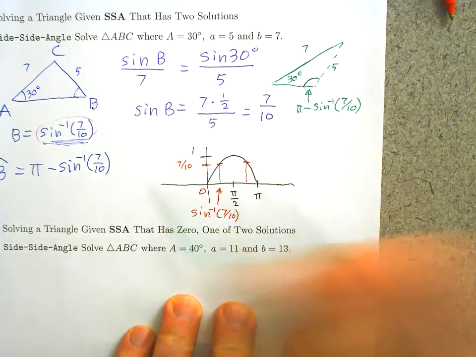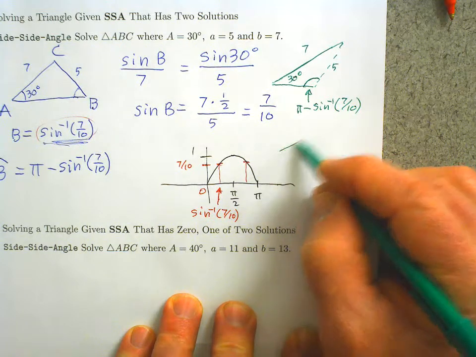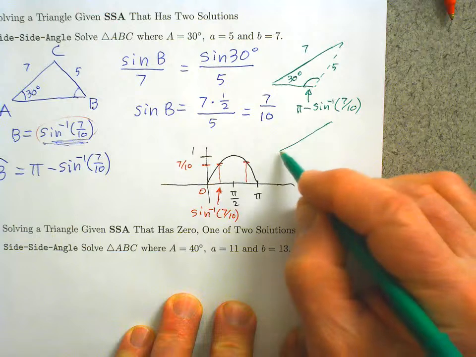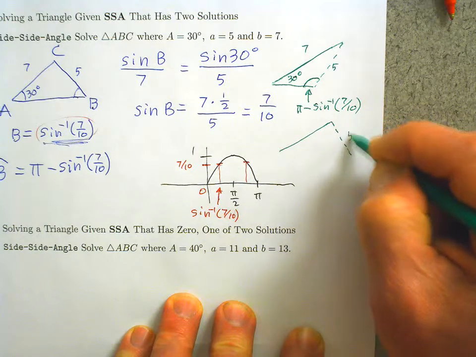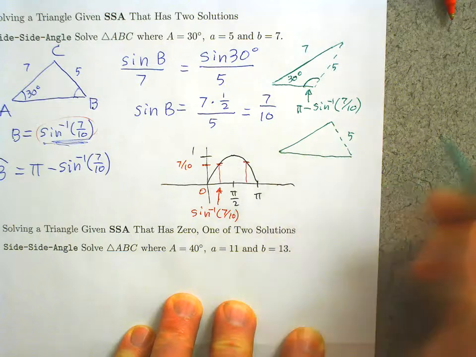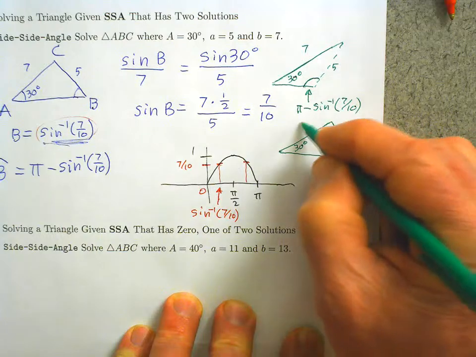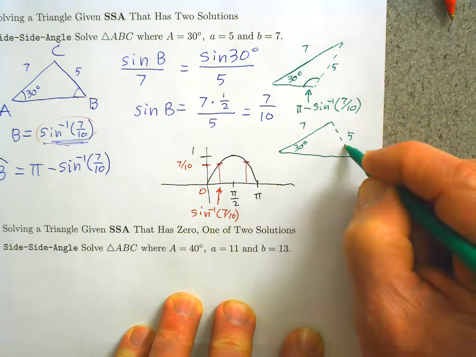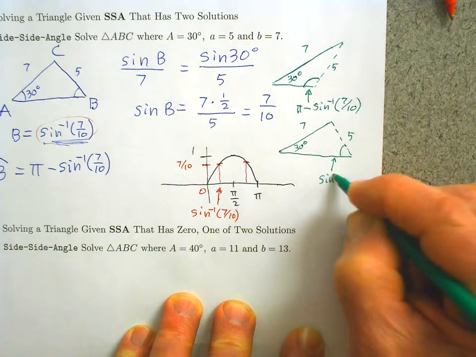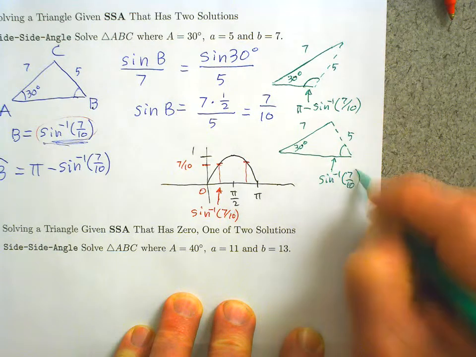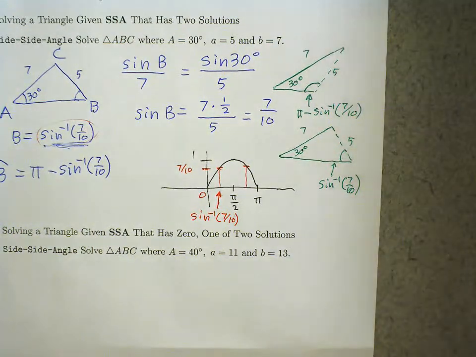And then the other triangle looks more like the one that I drew the first time, but I'll try to draw it here again. So this time, if we have the length 5 over here instead, so this is 30 degrees, this is 7. So in this picture, this angle is the inverse sine of 7/10. So it's just something to watch out for.